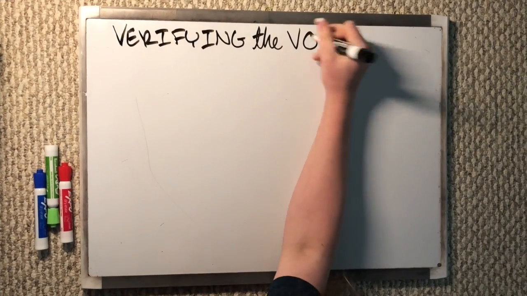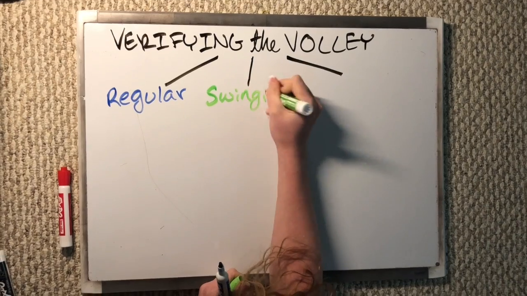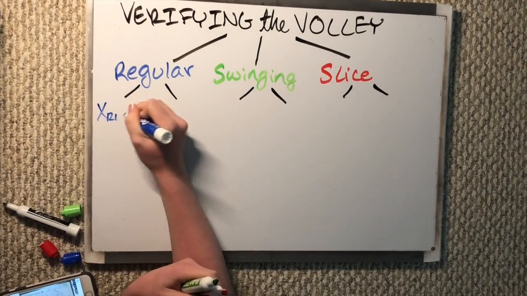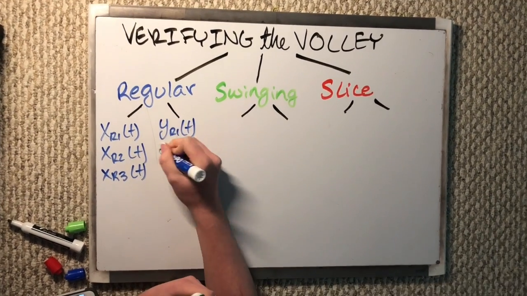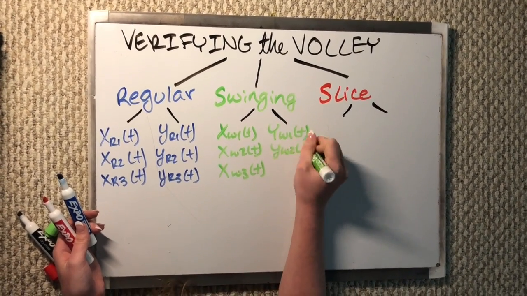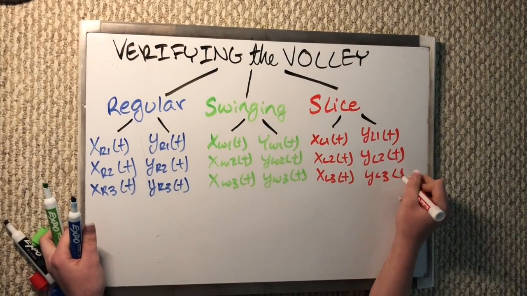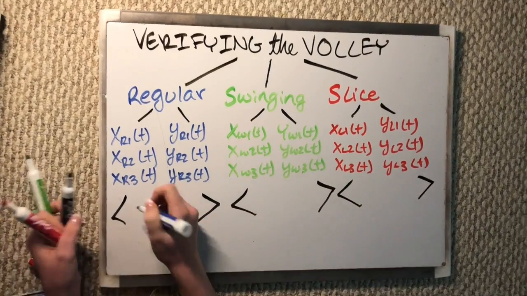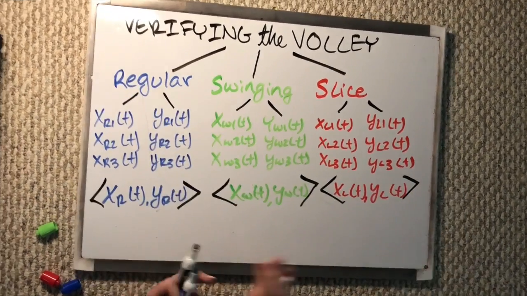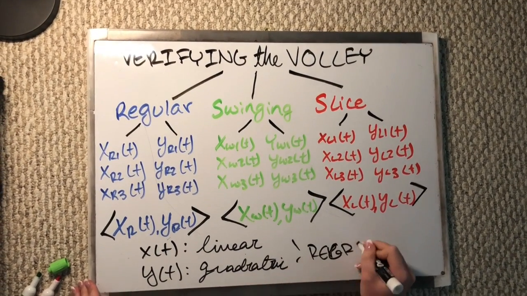So overall, to verify the volley, we're taking our 3 shots, getting 3 x of t values and 3 y of t values for each shot, and then for each of those shots, we're going to average those out and get 1 x of t and y of t value for each. The line of regression for x of t is linear, as it is the distance measured in feet, and for y of t it is quadratic because it follows the height in feet of the ball in its decreasing arc towards the target box.